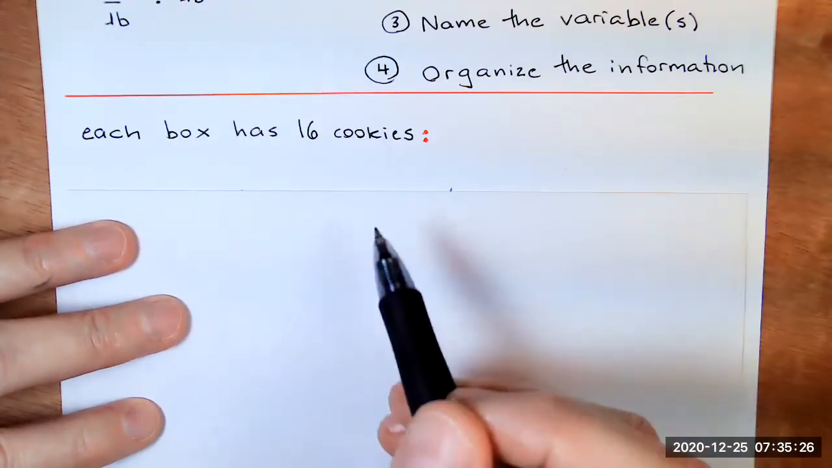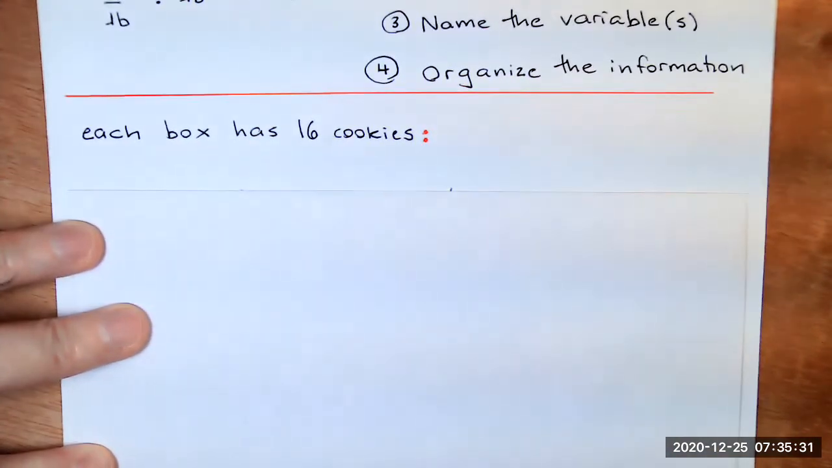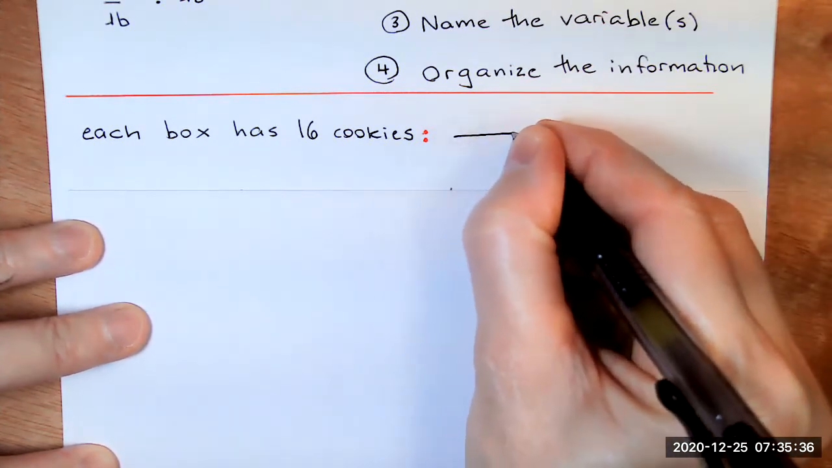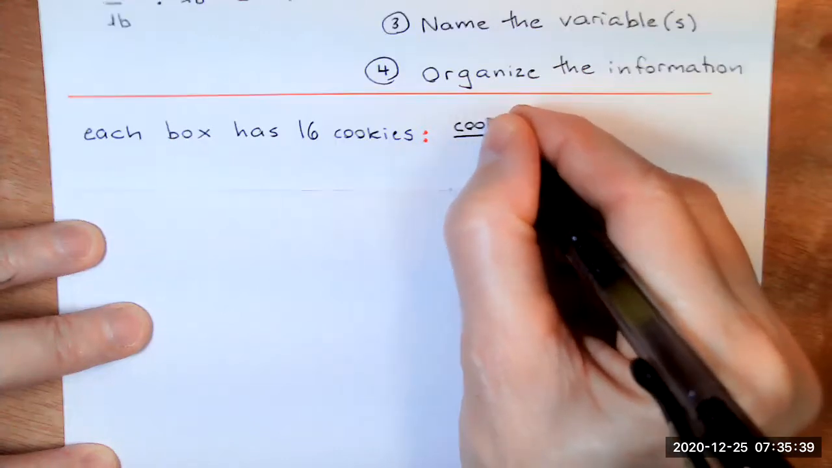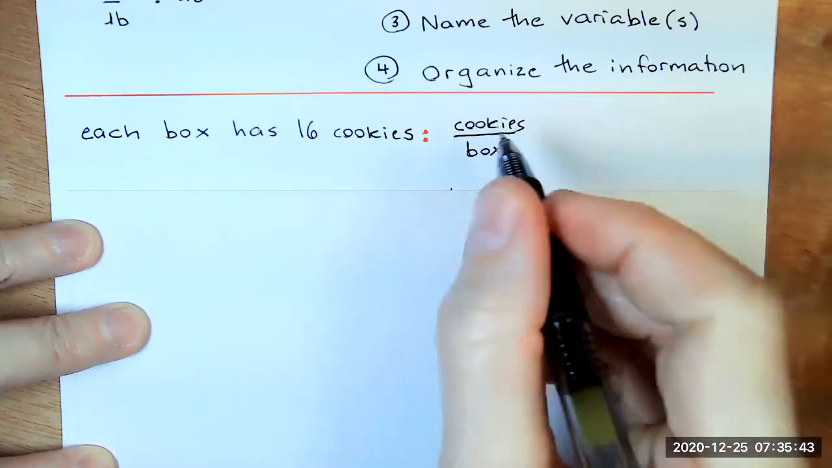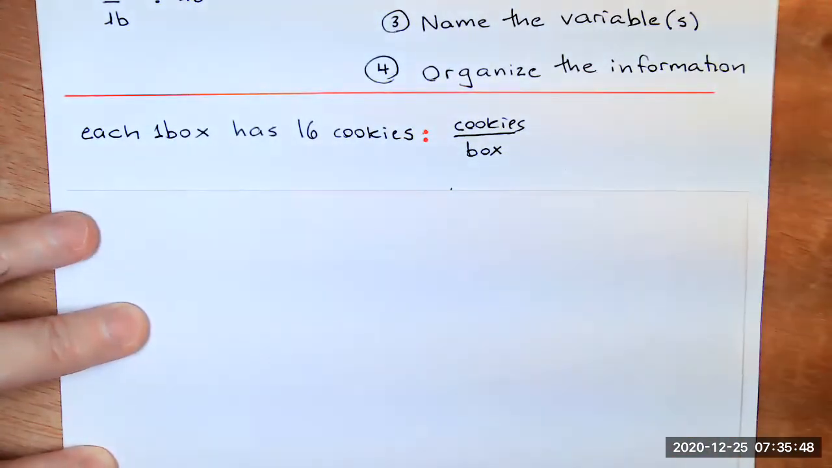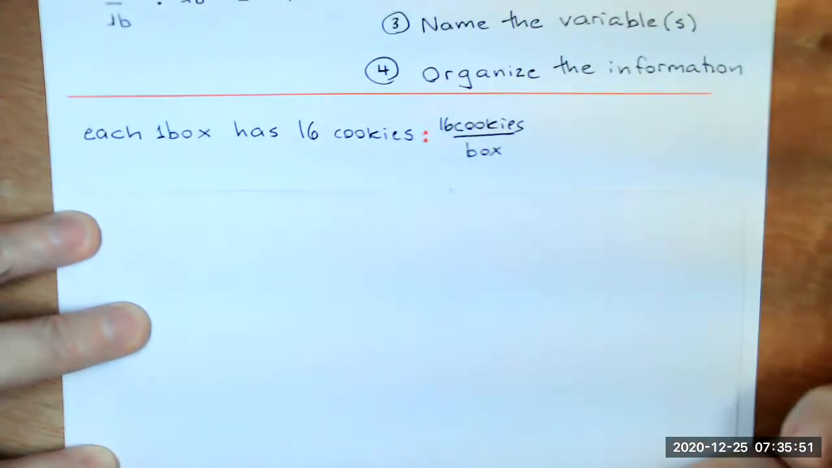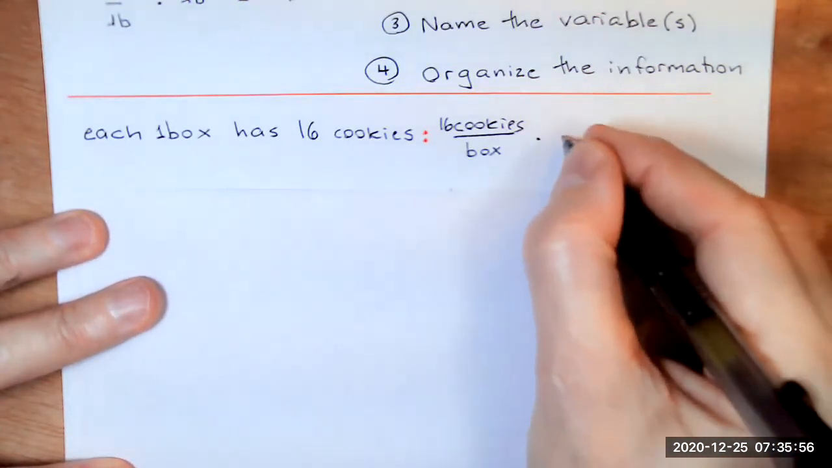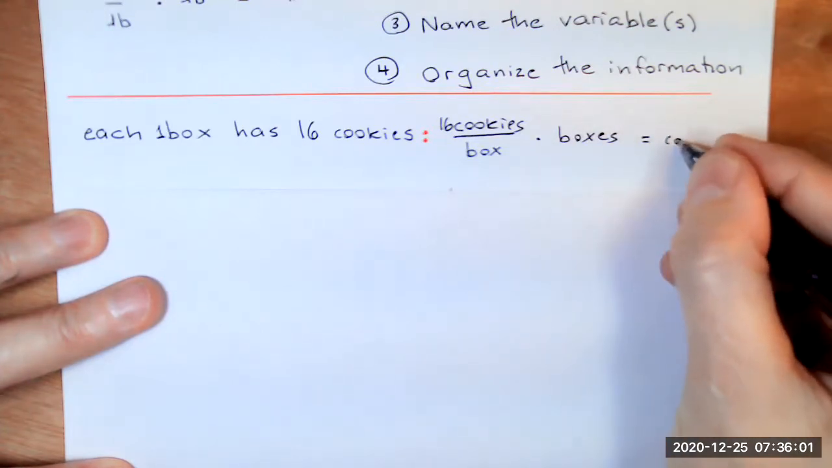All right, each box has 16 cookies. This is a rate. What do you think goes in the numerator? All right, so if you guessed cookies per box, you'd be correct. Usually the thing that there's one of goes in the denominator. So 16 cookies per box. And then the rate equation would be cookies per box times the number of boxes is equal to the total number of cookies.